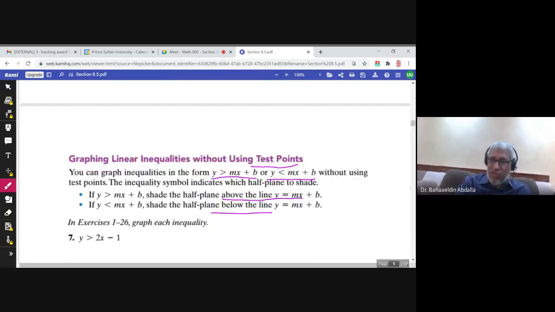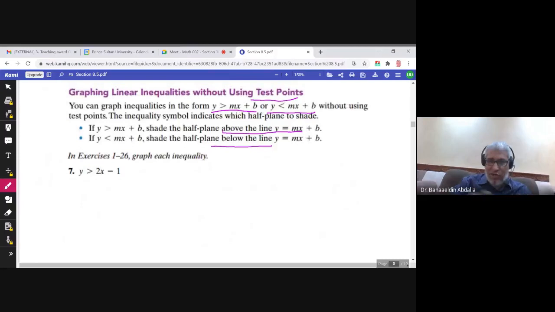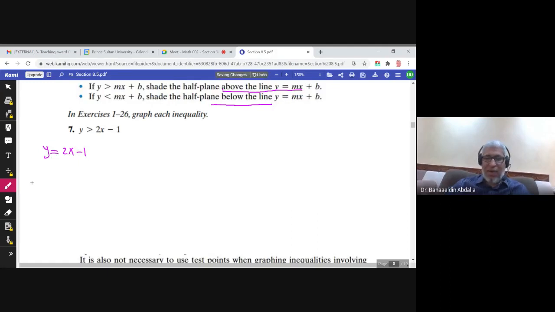Of course, if you choose a test point, it's not a problem. It's okay. It's correct. But you can just draw the graph quickly. So for example, here, what is the first step? We change greater than to equal. So it's a straight line. And now we choose points to draw the line. So if I choose x to be 0, y would be -1, and this would be the y-intercept. Okay, you put x equals 0, you get the y-intercept.